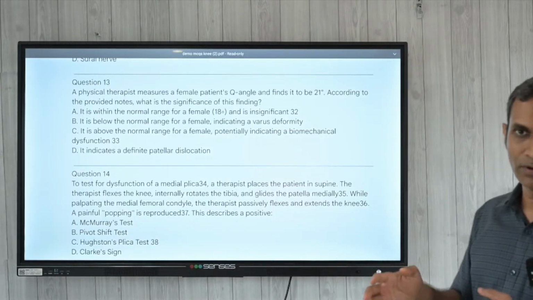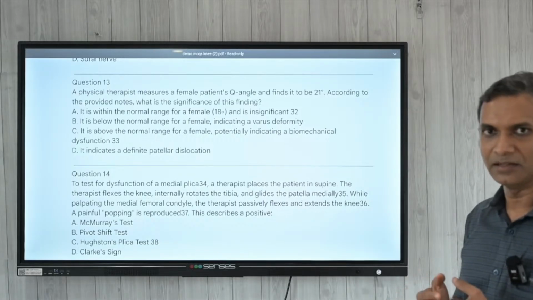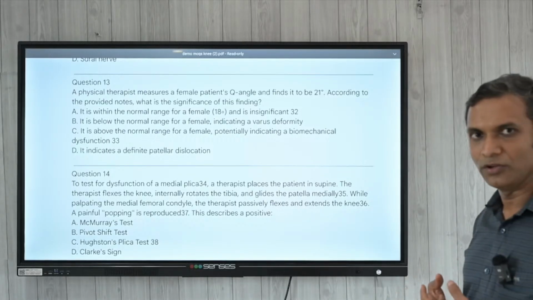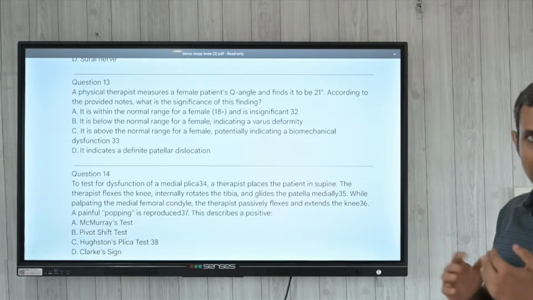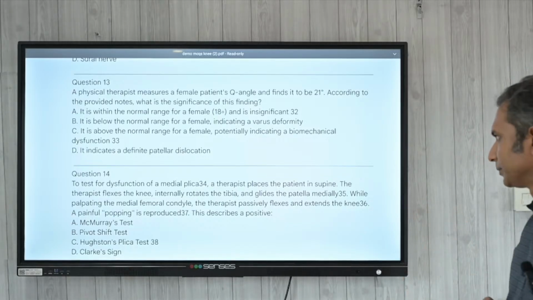So we were told that for males and females, the reference range for a Q angle is different. So based on that assumption, we can come to a conclusion.